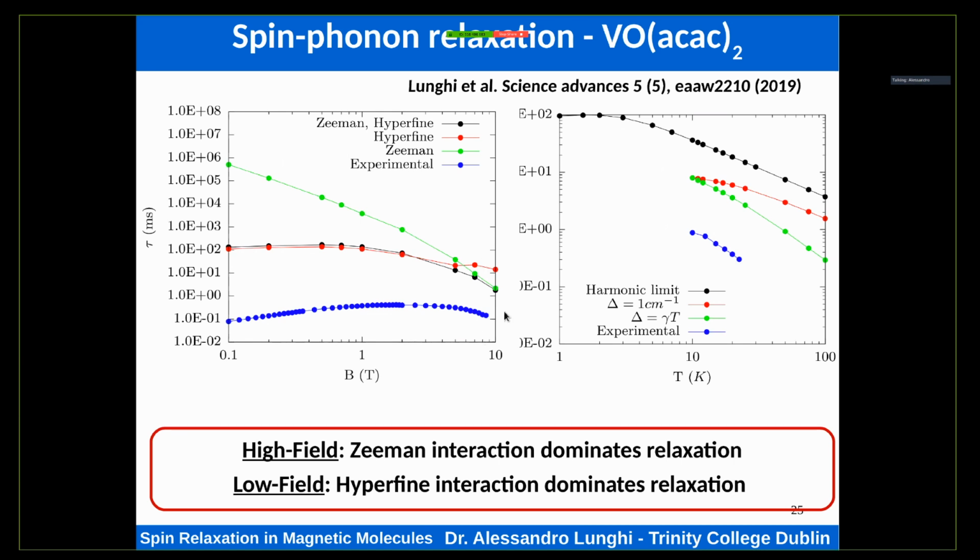Okay, so let's now focus on what happened in the high field regime here. So we are at around 10 Tesla, which translates to 10 wave numbers. And at this level of energy, only acoustic phonons are available. So the acoustic phonons must be responsible for direct relaxation in this case.